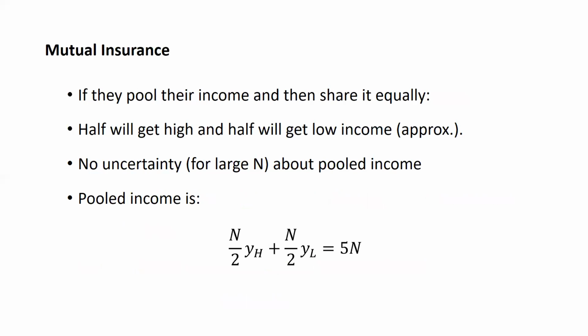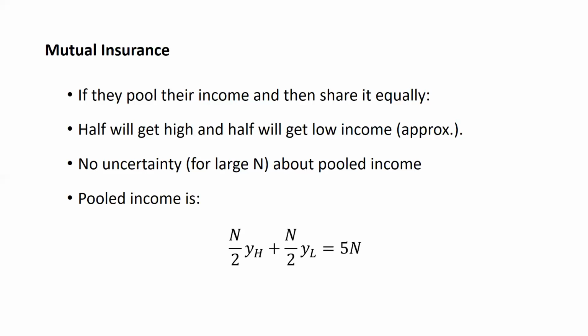And so if everybody pools their income together, mathematically you can invoke a result called the law of large numbers, which tells you that at the individual level there is a lot of risk, meaning you don't know who's going to get a high crop and who a low crop. But if you put a lot of people together, you know that exactly half of those people are going to get a high crop and half of those people are going to get a low crop. As long as n is large, you can be very certain about that.